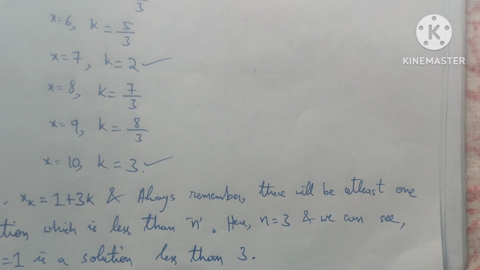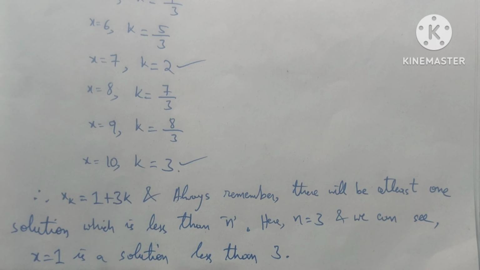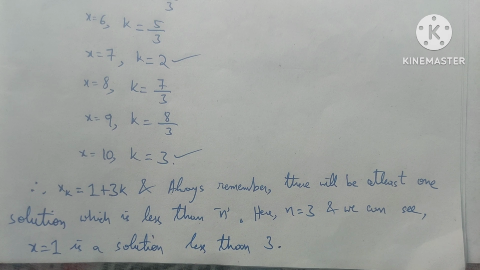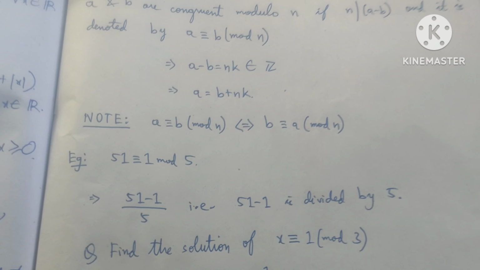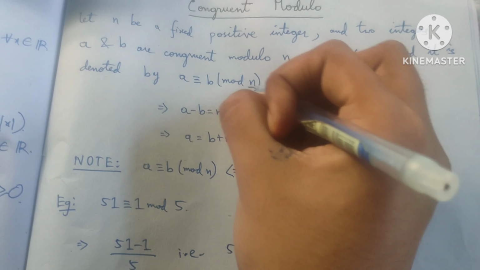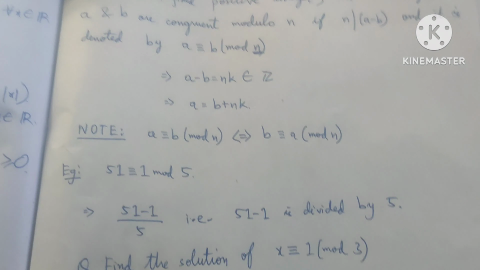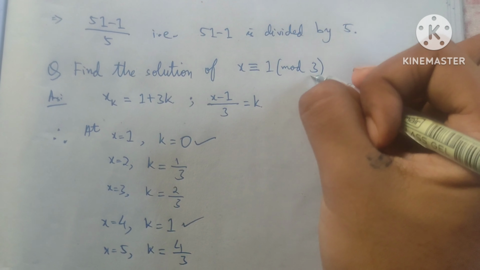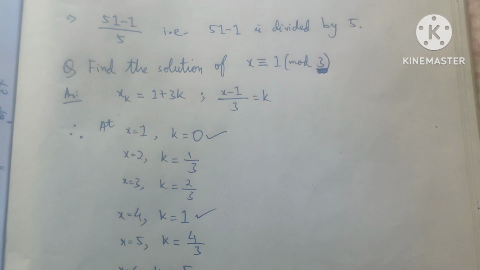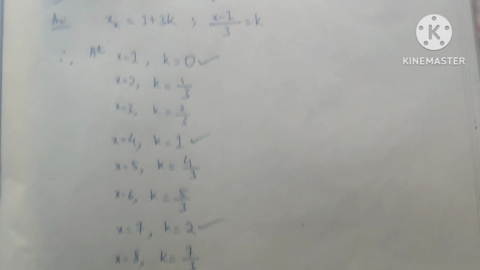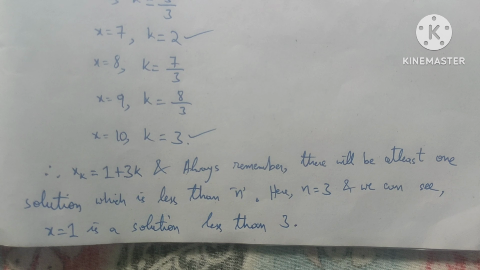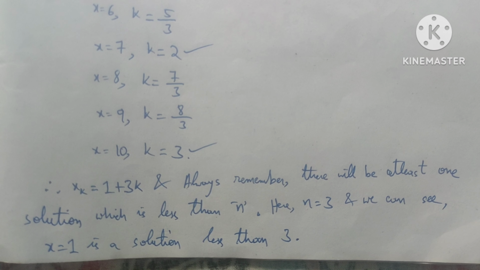I have written this is n. And what is n in the given question? It's 3, which is the modulus number. So here n equals 3, the value of x should be something which is less than n always.